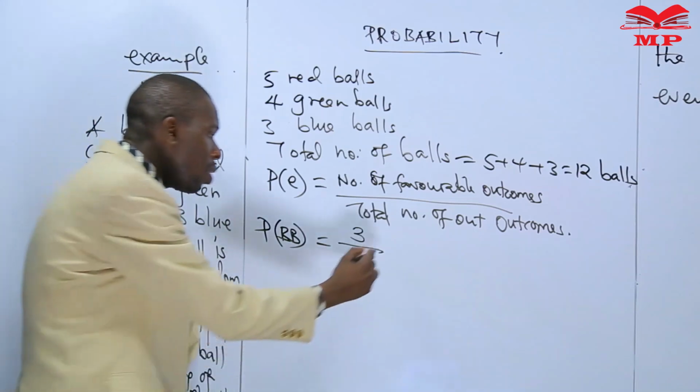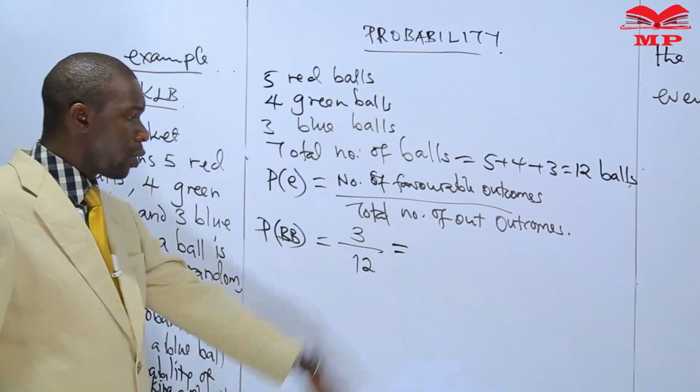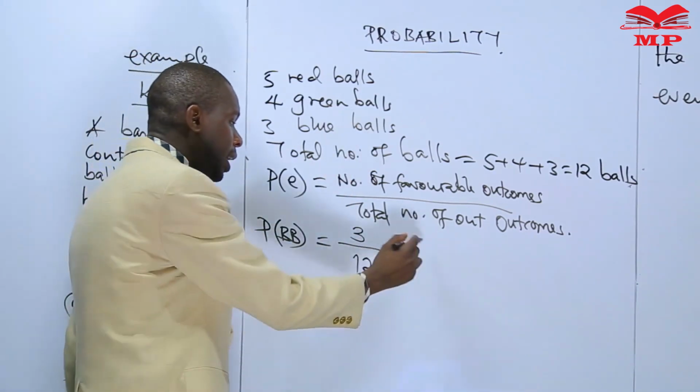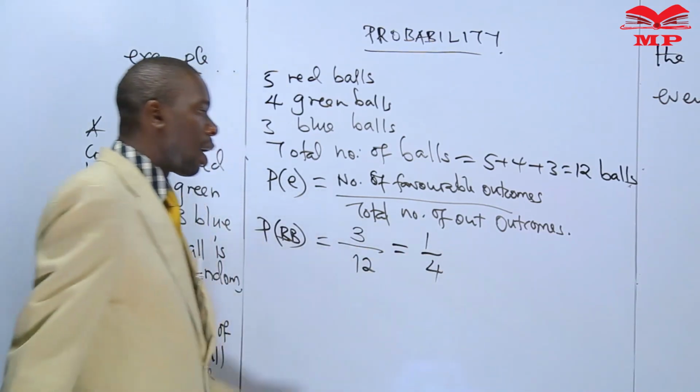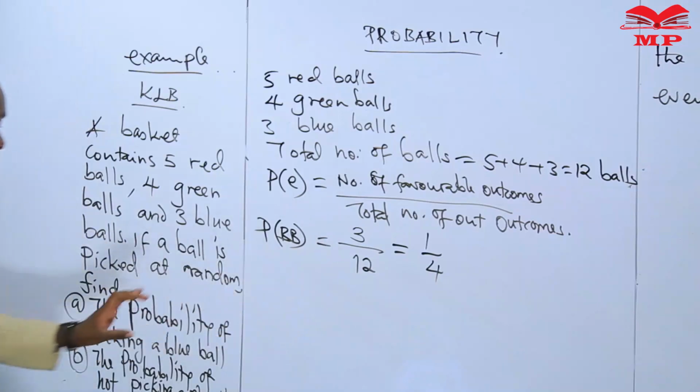Now, we agreed these are fractions, so we can simplify further and say that if you divide 3 by 12, this translates to a quarter. So this becomes the probability of picking a blue ball.